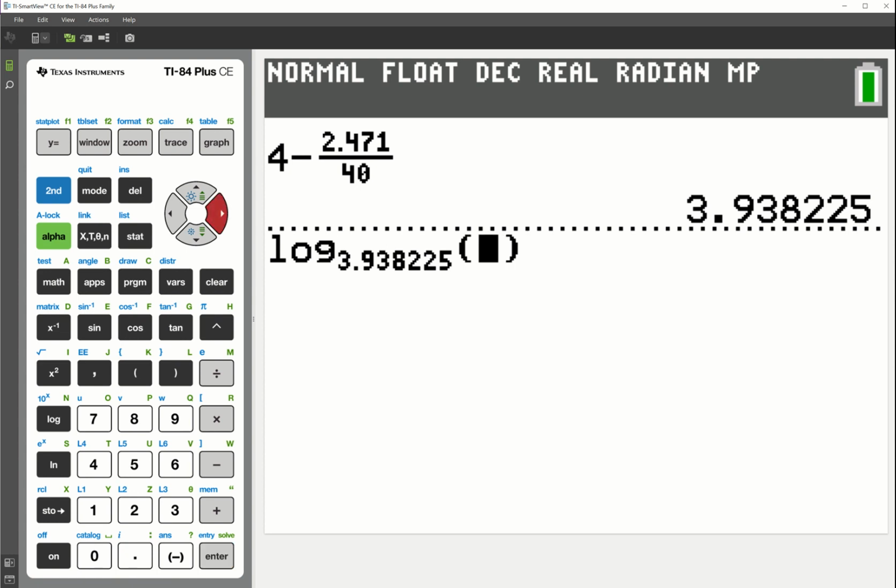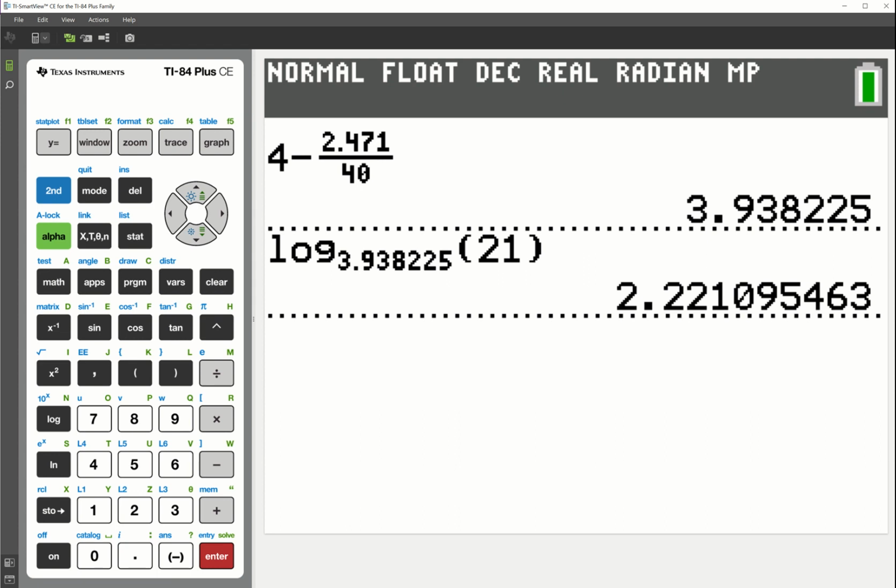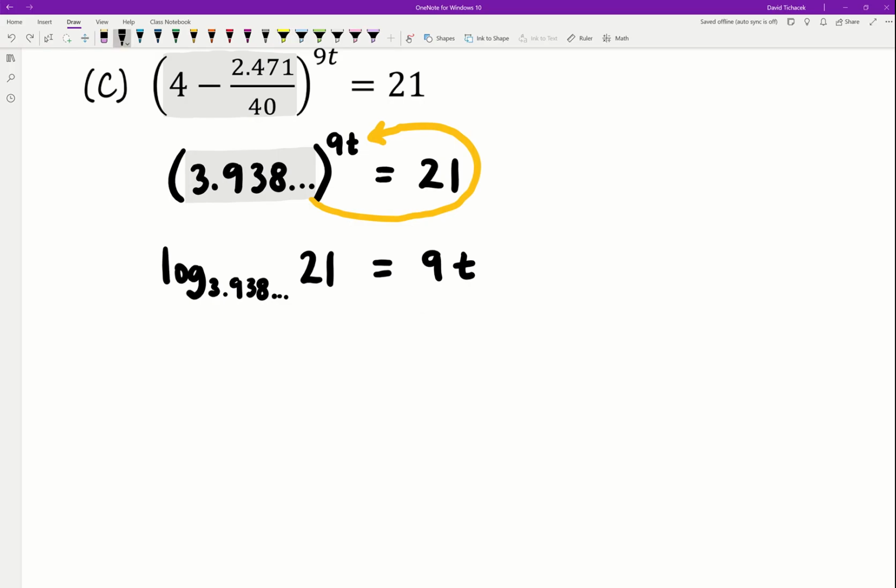And then I could just arrow over to my input where we want to do 21, and then press enter, and we get this nice decimal approximation for what that's going to be equal to. And so we're just going to go ahead and substitute that in its place. We're going to say 2.221 is equal to 9t, and then in order to solve the rest of this, we just need to get t isolated.